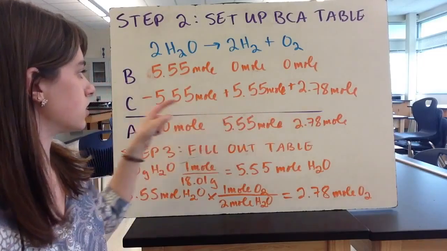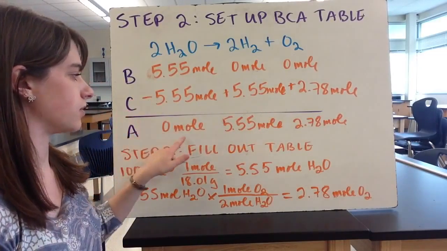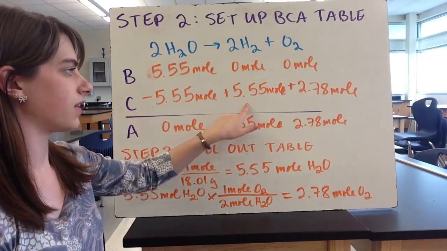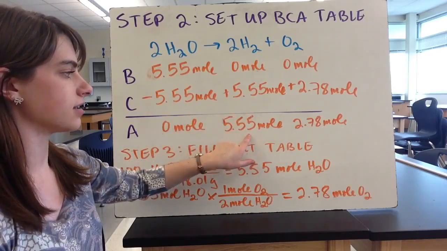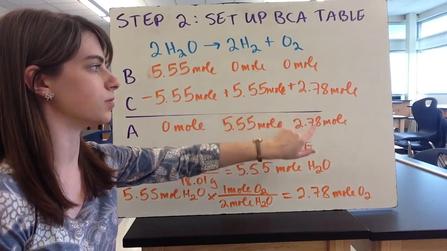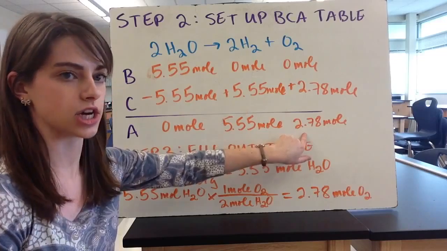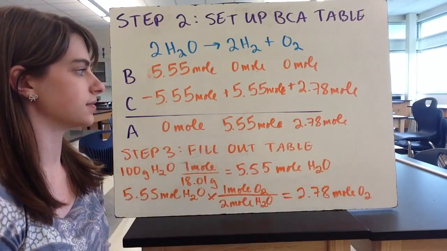So those are our changes. So we lose our 55.55 and we have none left. We gain 55.55 moles of hydrogen gas. So that's how much we have. And we gain 27.78 moles of oxygen gas. So that's how much we have at the end.